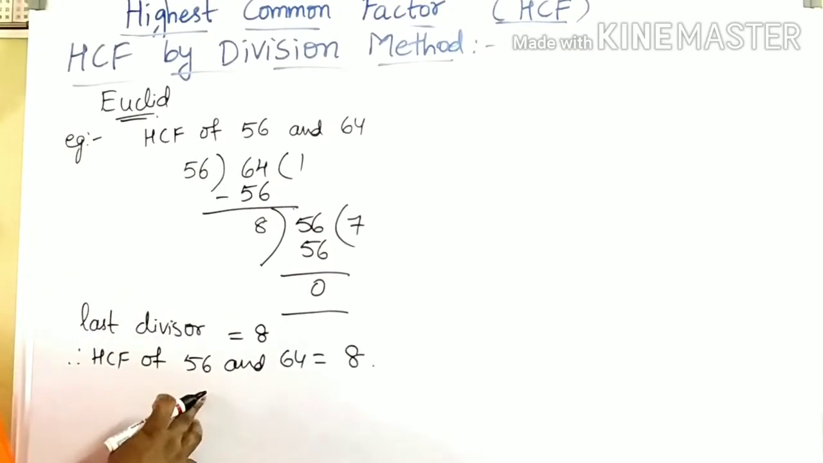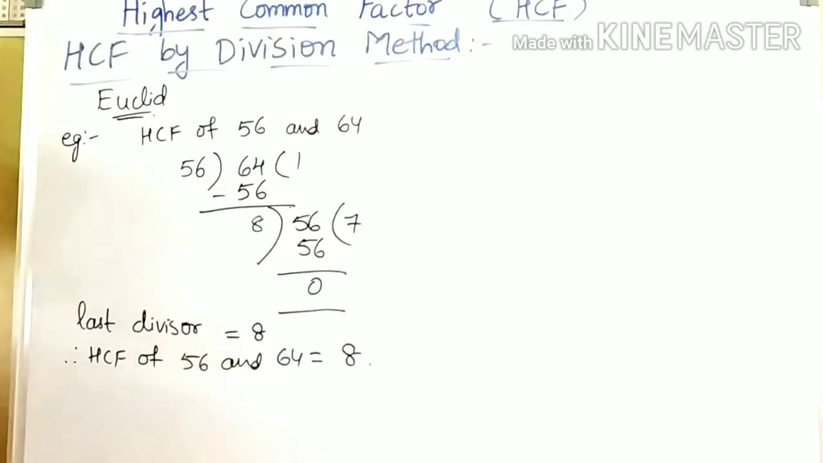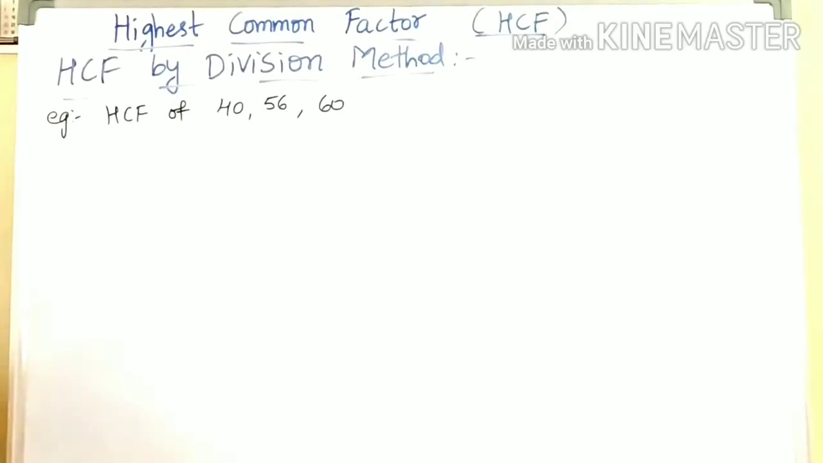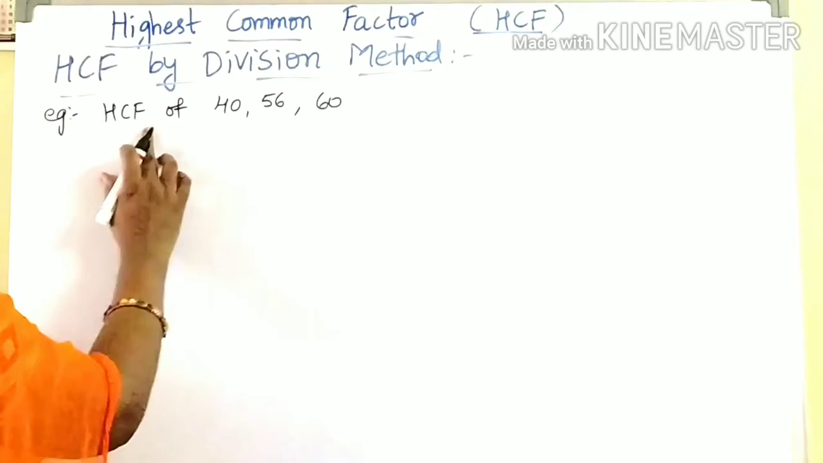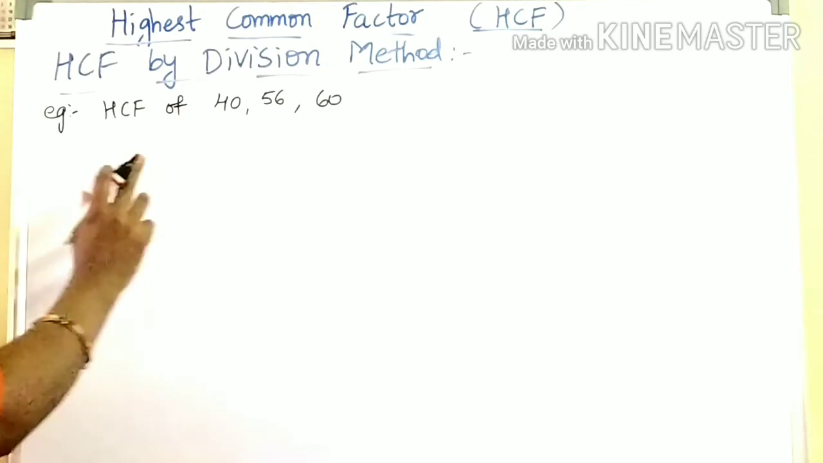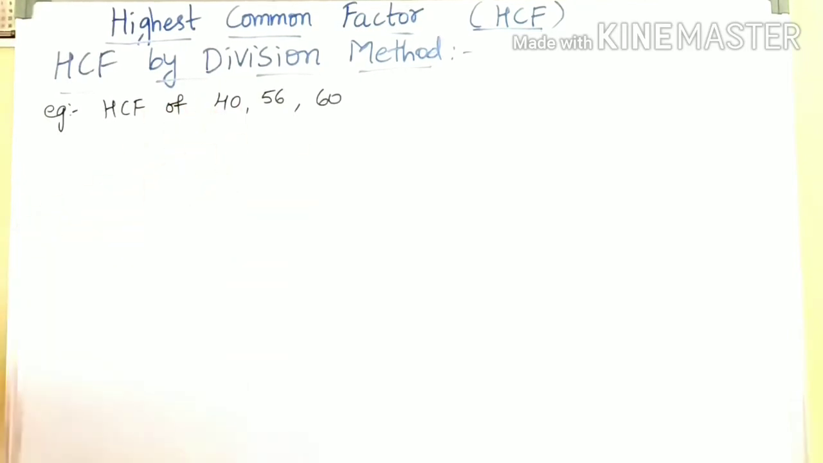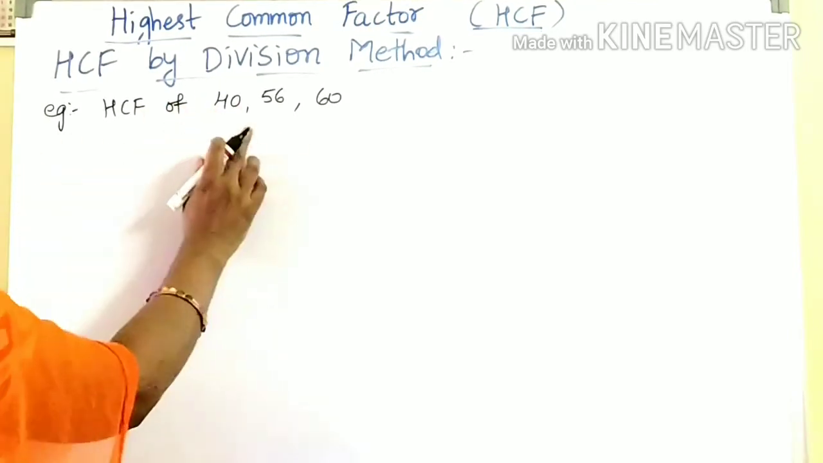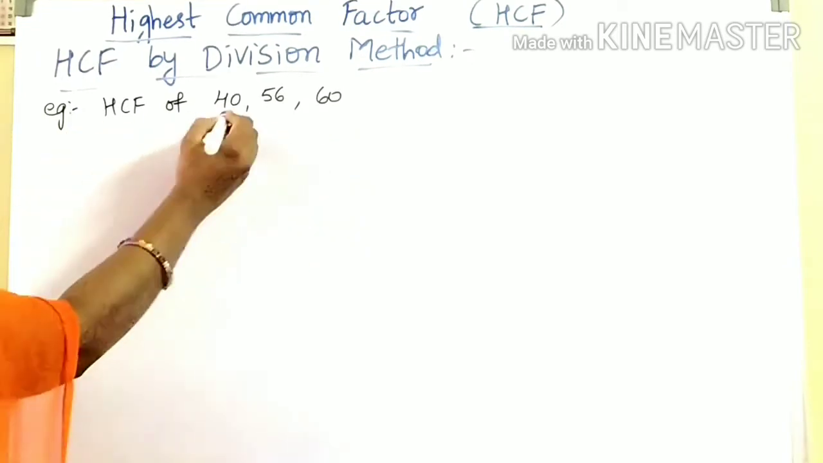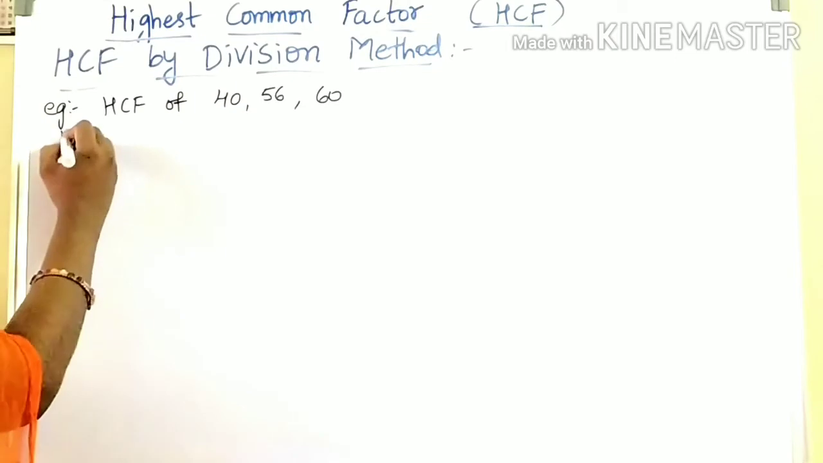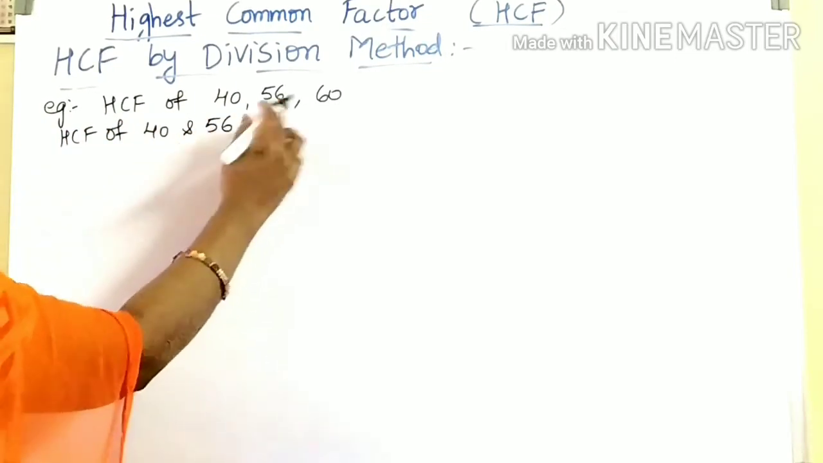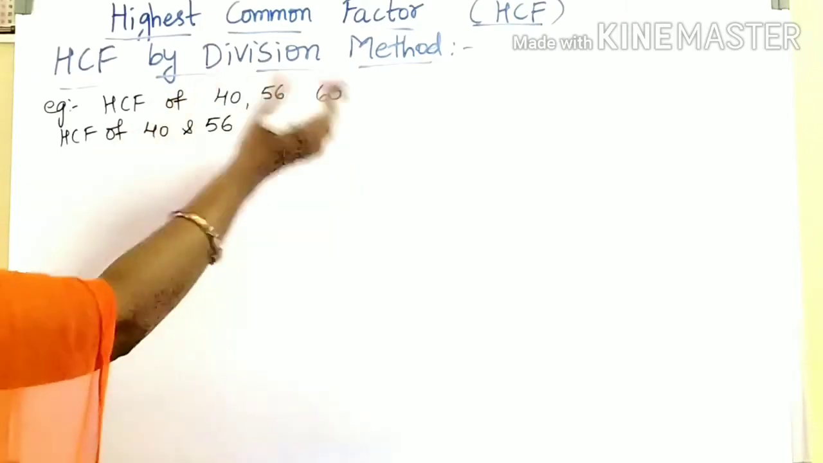Now one more example I am going to take, by taking 3 numbers. HCF of 40, 56 and 60. Here I am taking 3 numbers, okay. First find the HCF of any 2 numbers. So first step is to take any 2 numbers and find the HCF. See here, first I am going to take 40 and 56. So I will find HCF of 40 and 56. You can take any 2 numbers, 56 and 60 or 40 and 60, your wish.